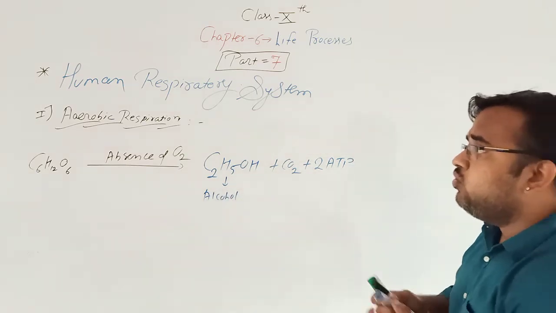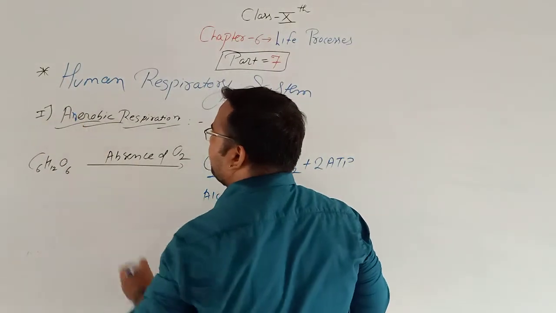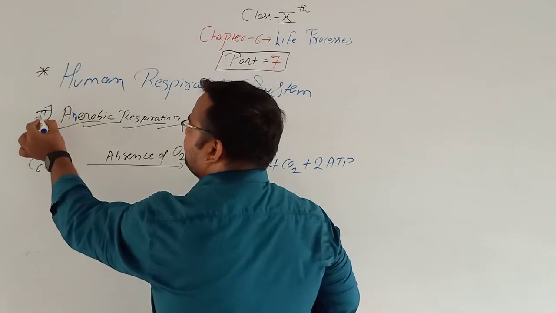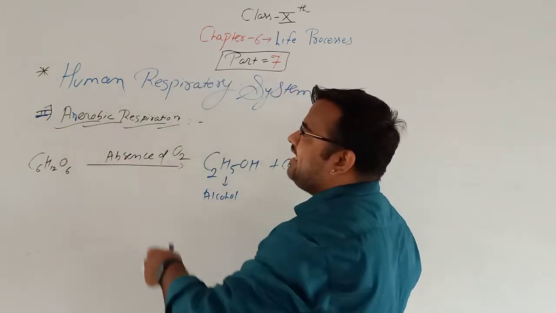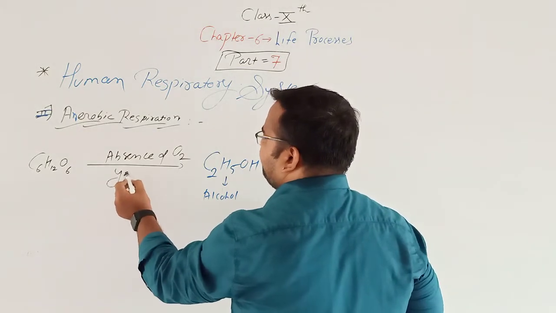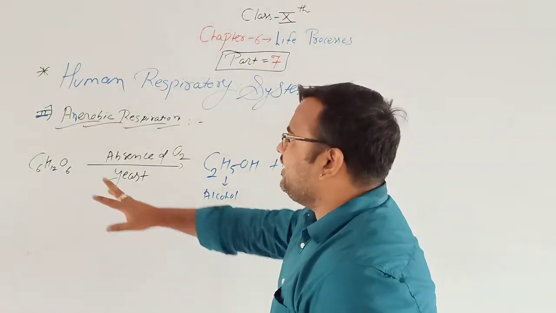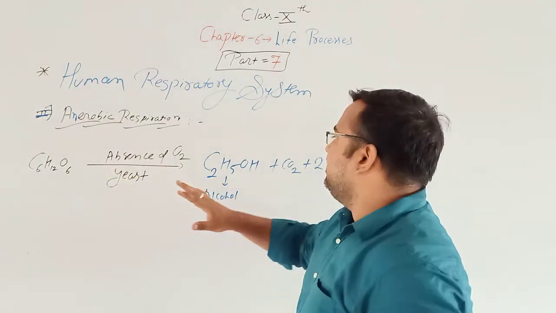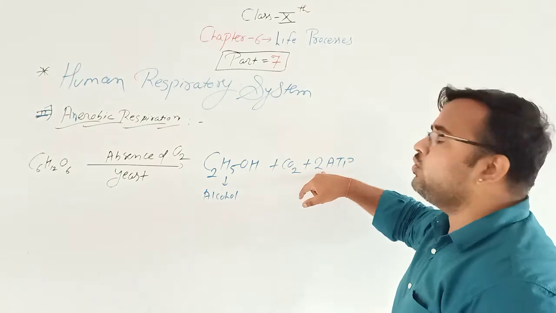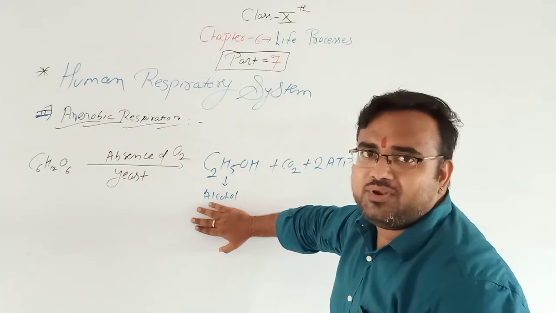Okay, now who performs anaerobic respiration? The next topic is anaerobic respiration, the second topic. You can say yeast performs anaerobic respiration. In the absence of air, yeast will break down the carbohydrate or glucose into alcohol, carbon dioxide and 2 ATP. Here also you can see only 2 ATP, which means less energy, and alcohol is the first product of anaerobic respiration.